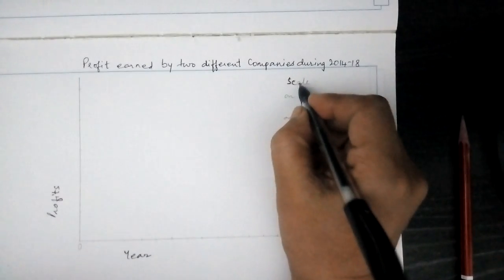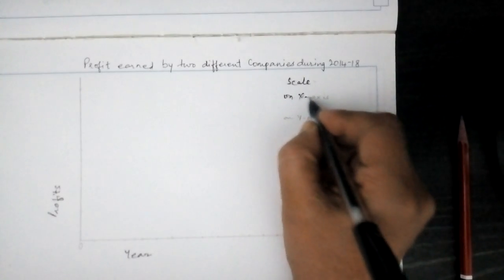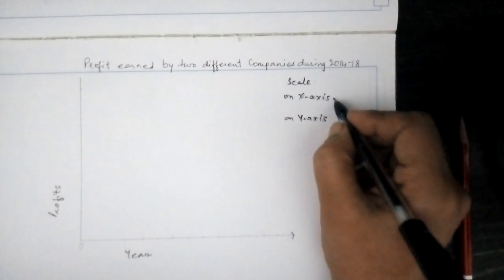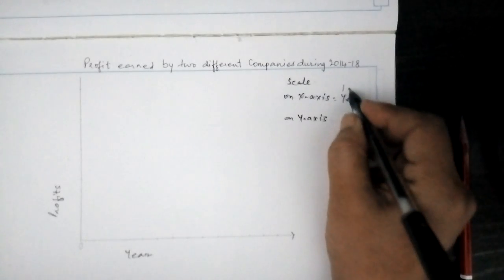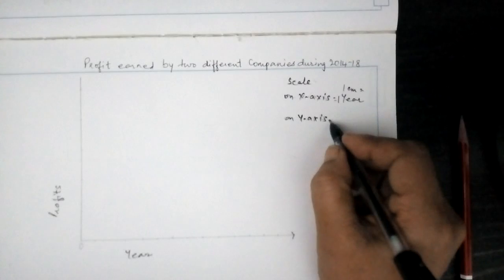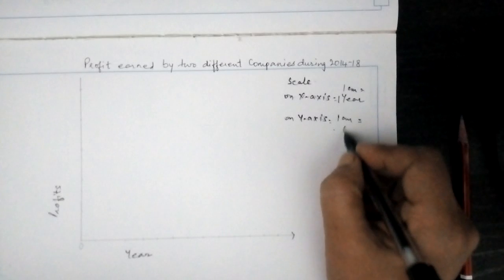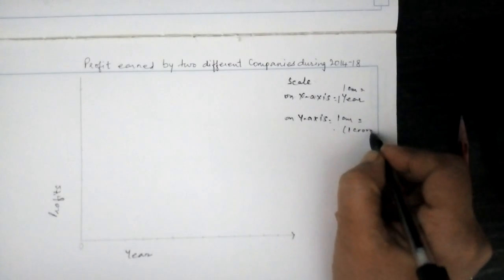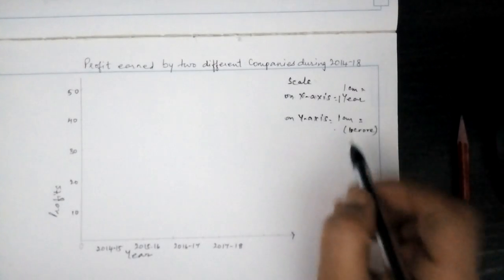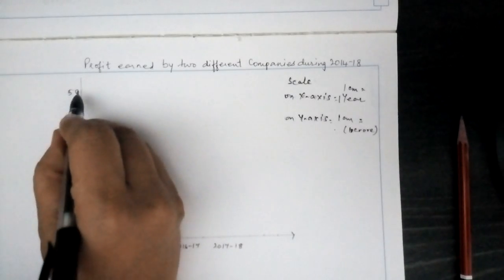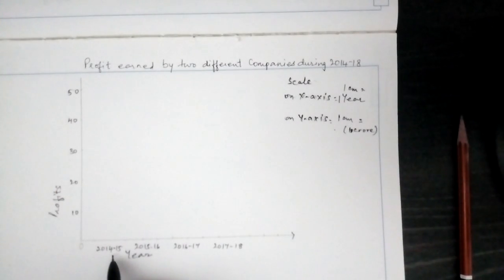And then we will also write the scale: on x-axis what are we representing, and on y-axis what are we representing. On x-axis we are representing year, 1 centimeter is equal to 1 year, and on y-axis 1 centimeter is equal to 10 crore of rupees. Then on the y-axis we represent 10, 20, 30, 40 and 50, and the x-axis will represent the years 2014-15, 2015-16, 2016-17 and 2017-18.